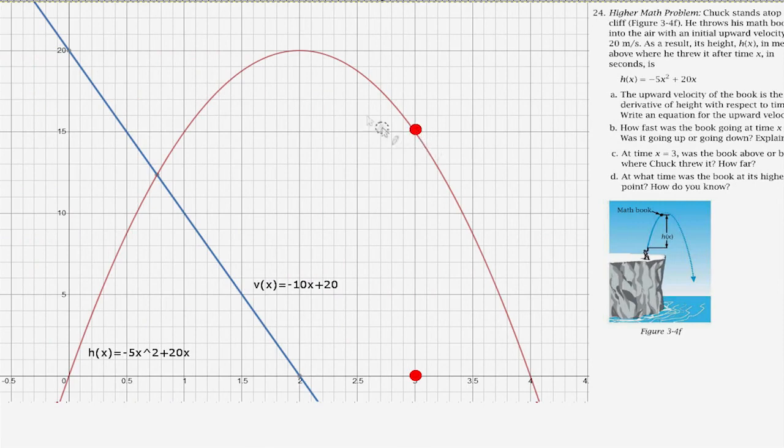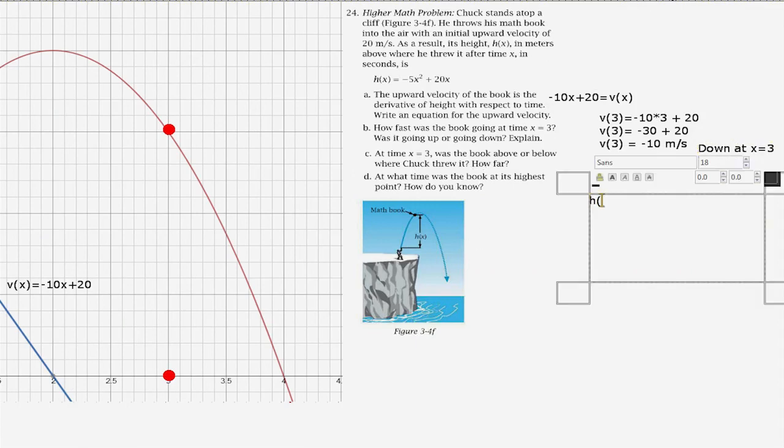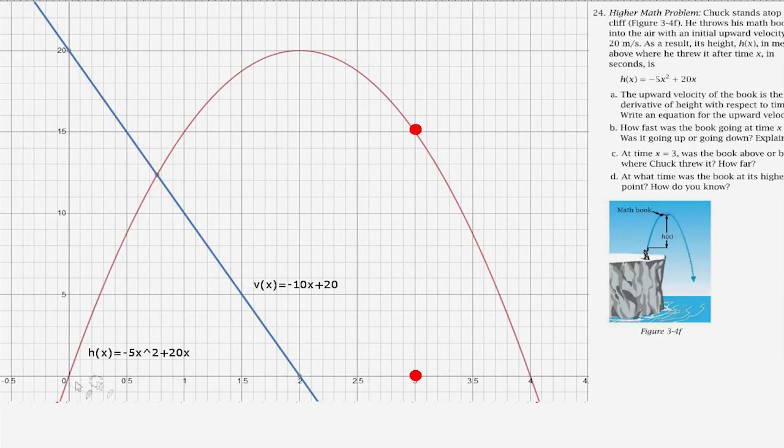Part C reads as, at time x equals 3, was the book above or below where Chuck threw it, and how far? To find what the height of the book was at x equals 3, we substitute 3 for x in the h of x function. This yields an answer of 15 meters. Since Chuck is positioned at point 0, 0, the vertical distance of the book is 15 meters above him.